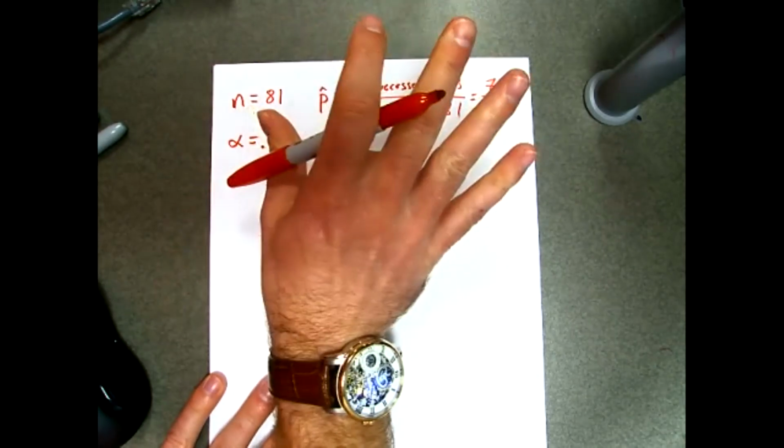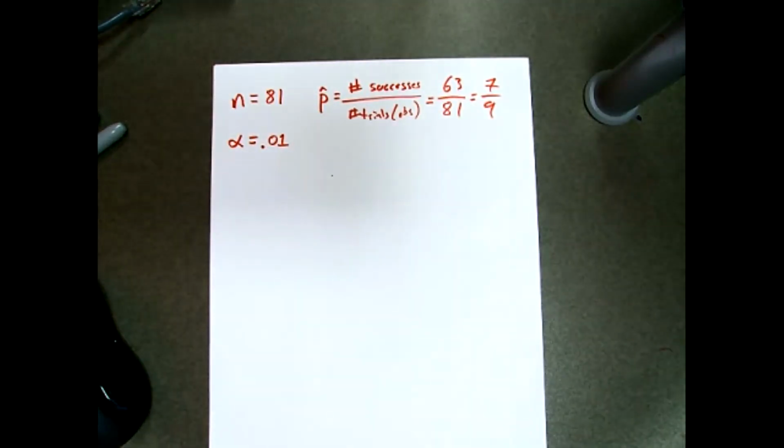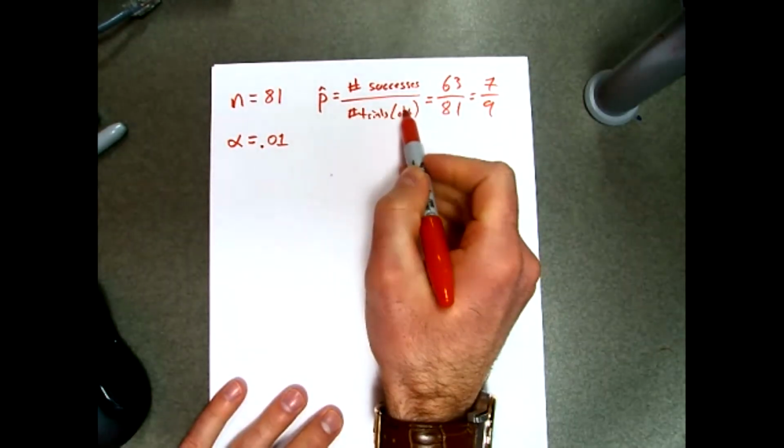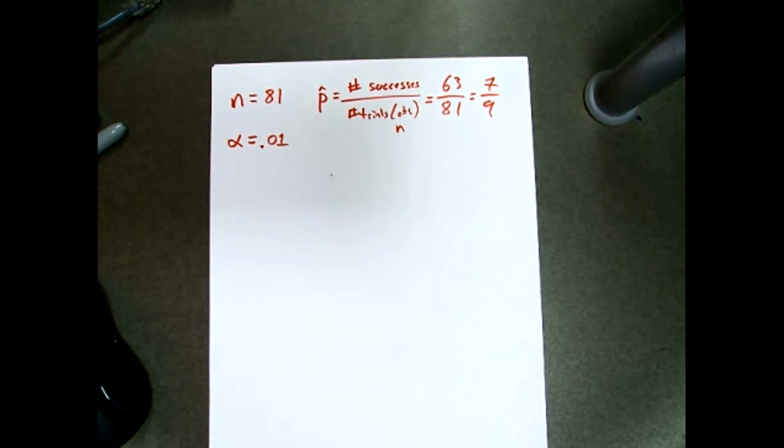99%, there will be 1% outside the interval, in decimal form, 0.01. Questions on the setup so far? The number of trials, or you can think about this as your observations, or their sample size.